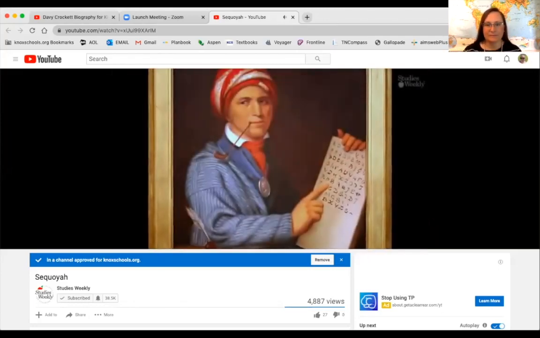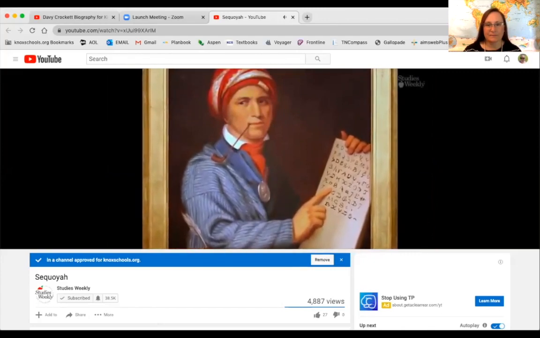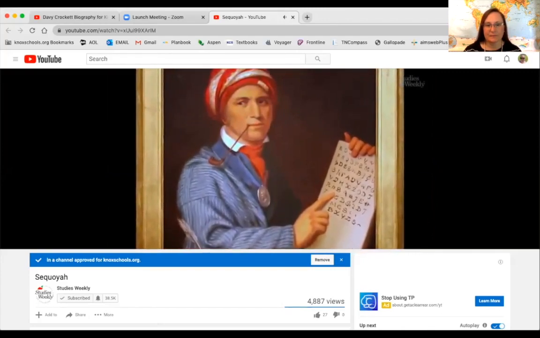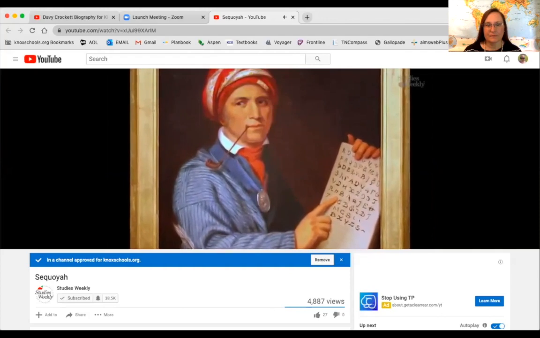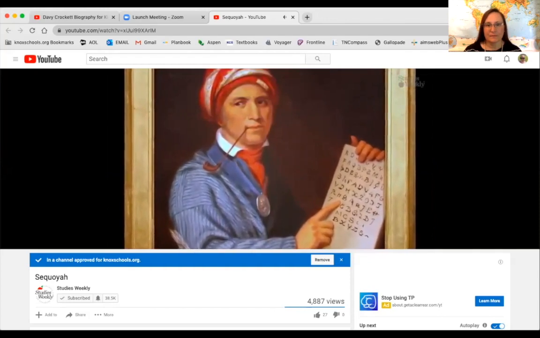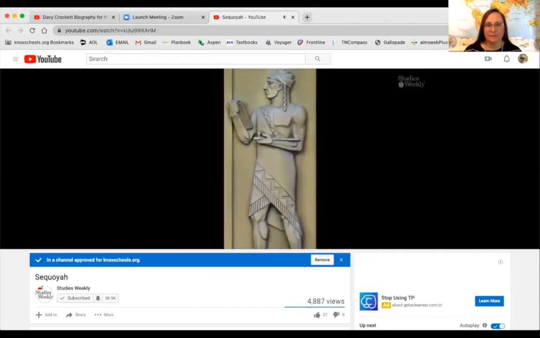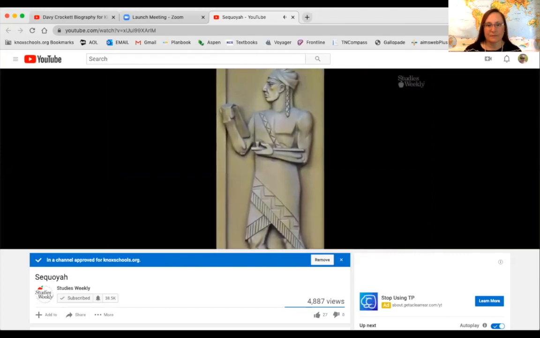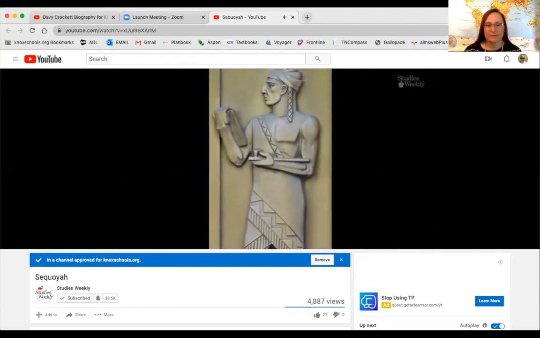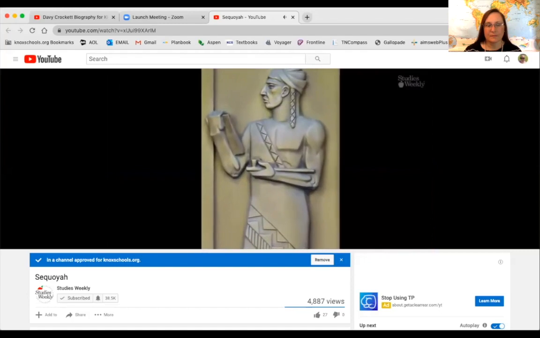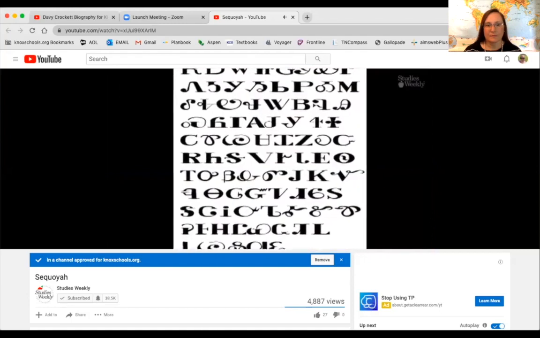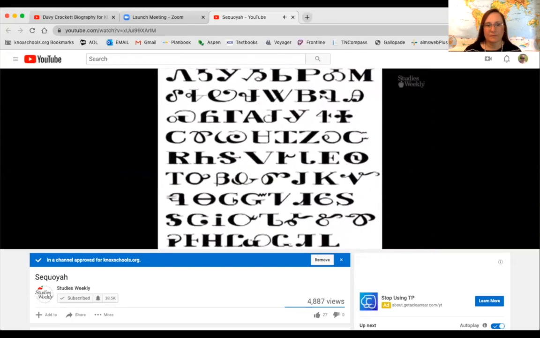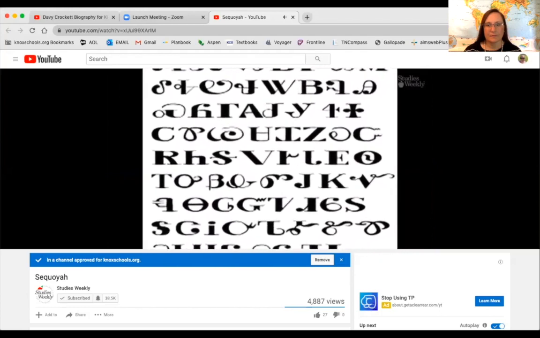Sequoia was a Cherokee Indian. In his younger years, Sequoia had been injured in a hunting accident, and this left him disabled. Being disabled gave him a lot of time to sit and think. He wanted to be able to have Cherokee Indians share ideas and be informed on the latest news around them, but there was no written Cherokee language. Sequoia solved that problem, and he developed the first Cherokee alphabet in 1821.